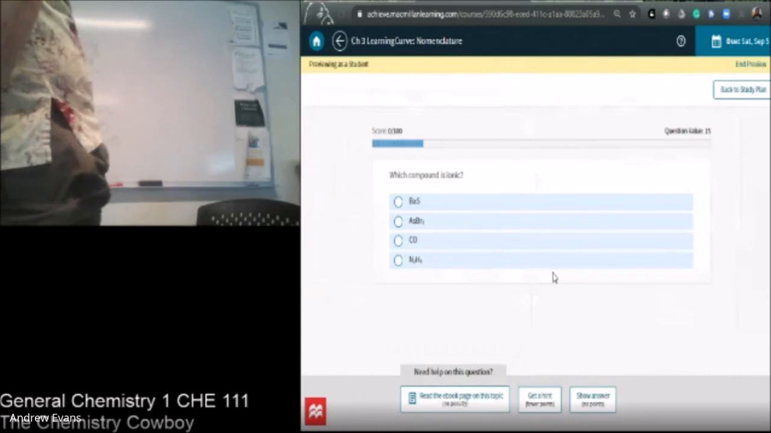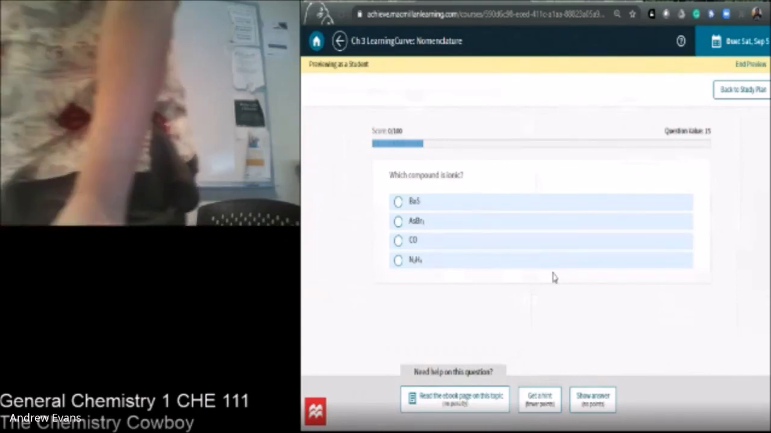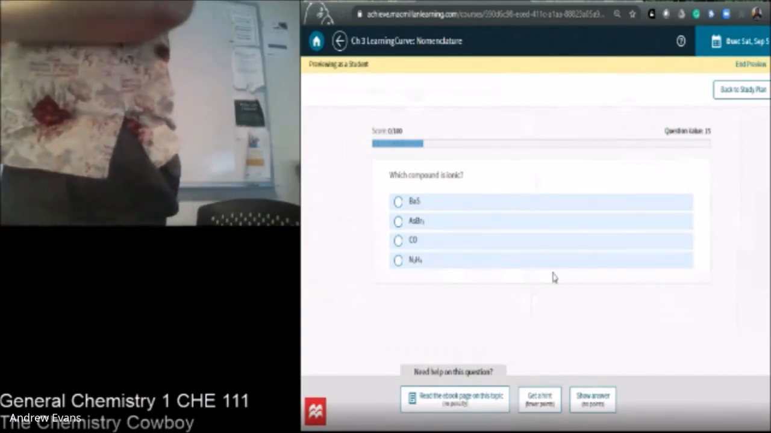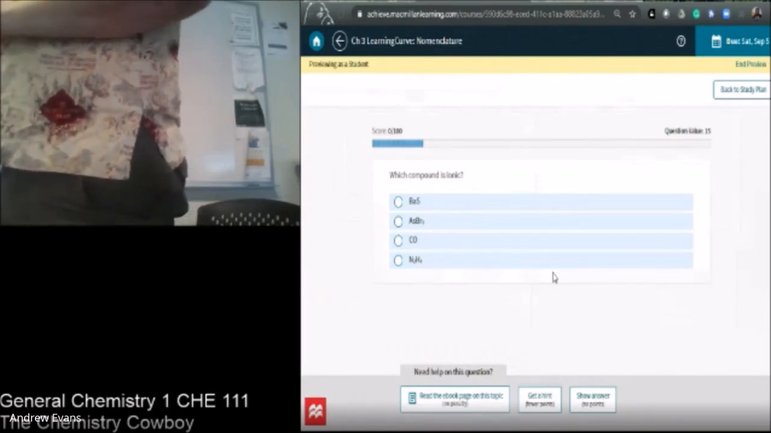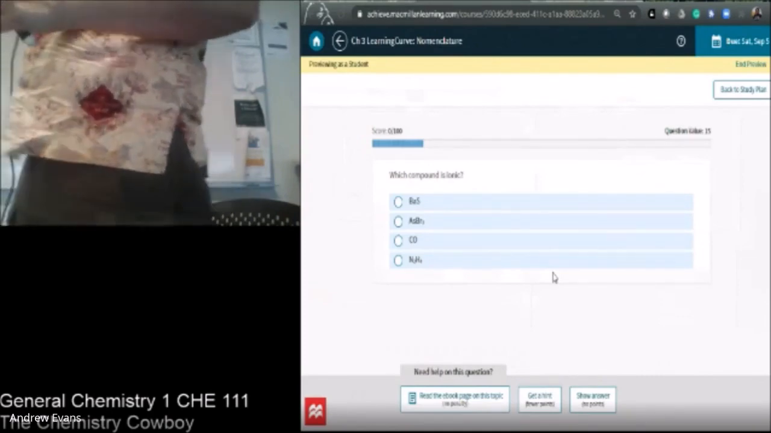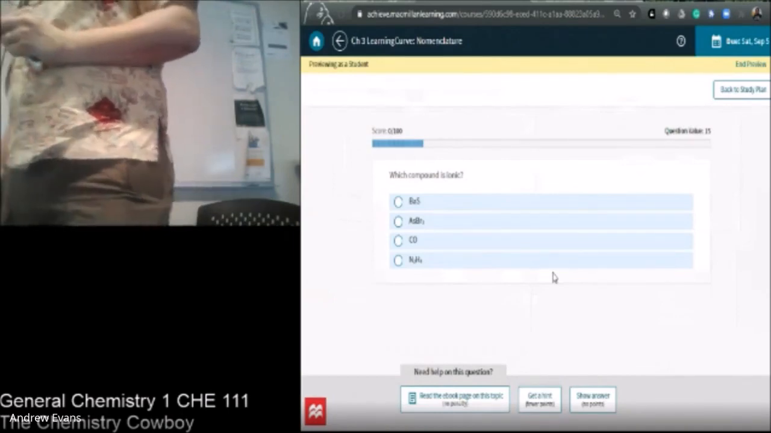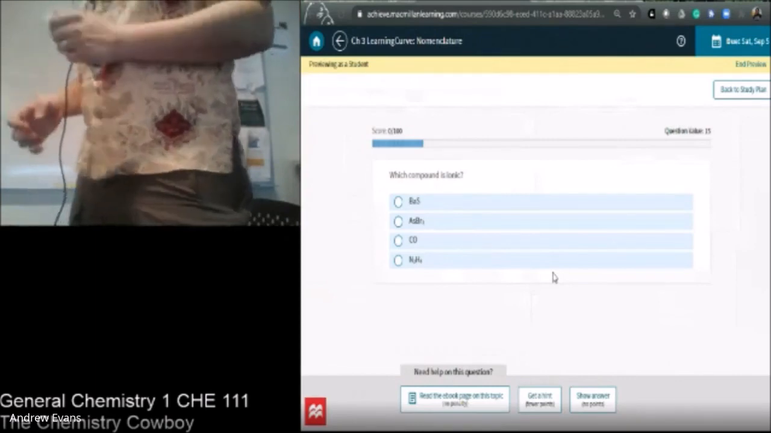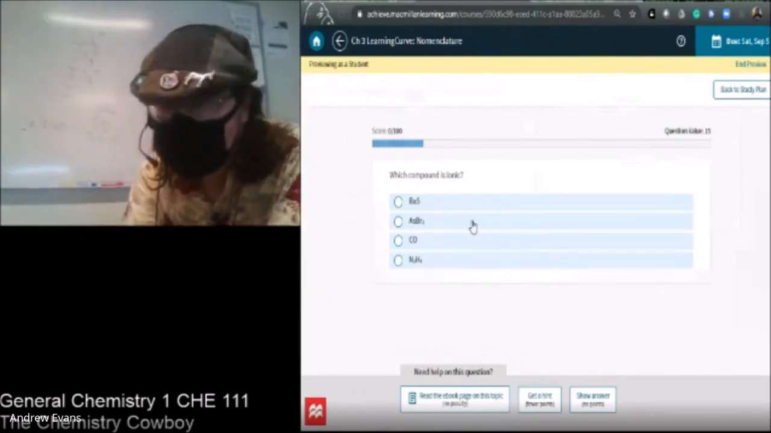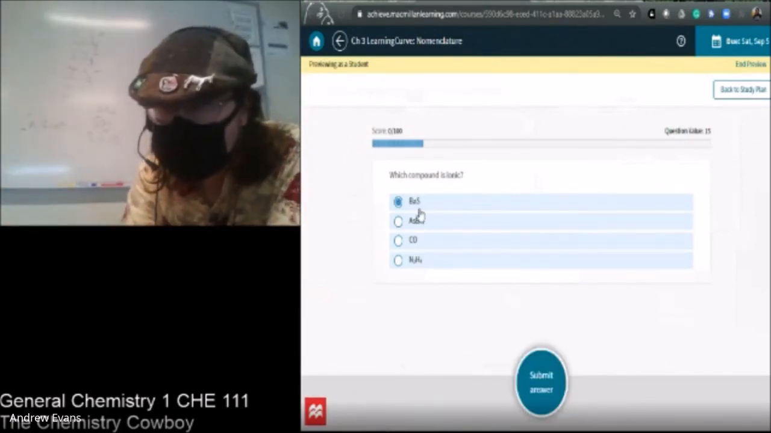Which compound is ionic? So for an ionic compound, we need metal and non-metal. So no matter what, the anion is going to be non-metal. So which one of these guys is the first element? Metal, and that'd be barium. Barium sulfide.